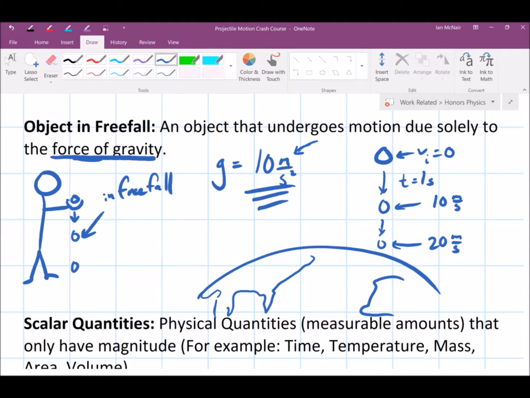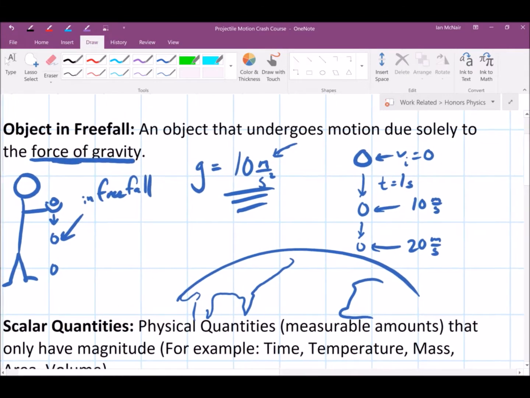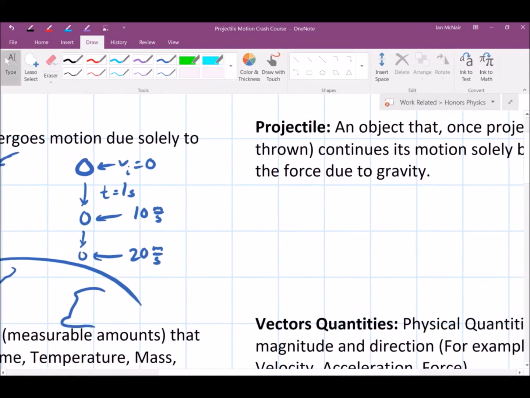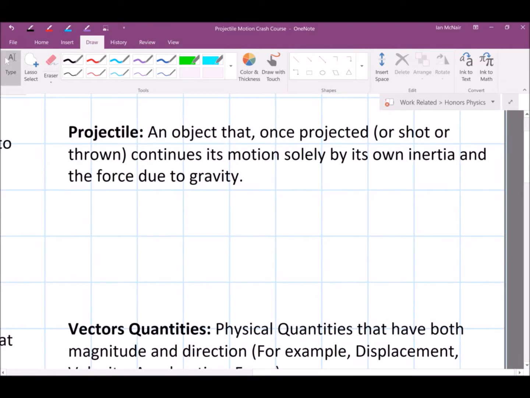So when we talk about objects in free fall, usually it's just things dropping. And sorry for that loudness, that was the train passing by. When we talk about a projectile, it's an object that, once projected or shot out or thrown, continues its motion solely by its own inertia, we'll talk about that in a second, and the force due to gravity.